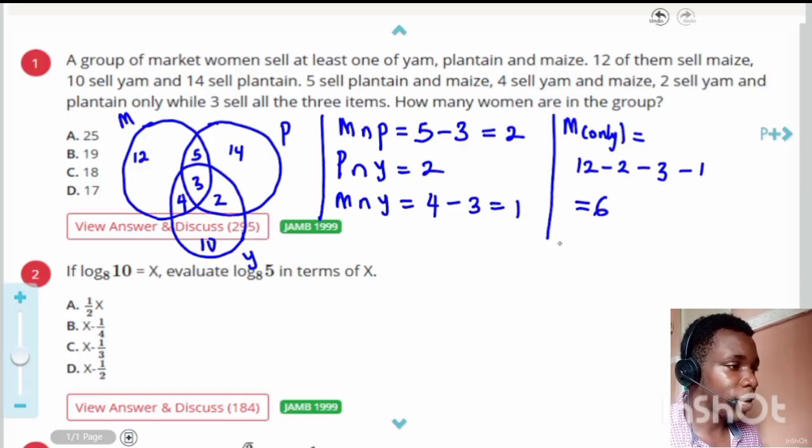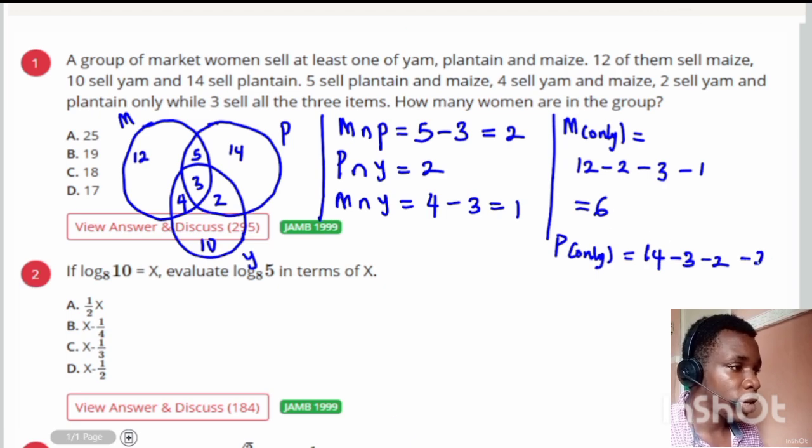And then for number of persons that sold plantain only, we repeat the same. All right, so we're going to say, there are 14 persons, and then everything pertaining to plantain sellers. We take away the 3 that sold general items, we take away the 2 that sold maize and plantain, and then we take away the 2 that just sold plantain and yam. All right, when this is taken away, we have 7 left.